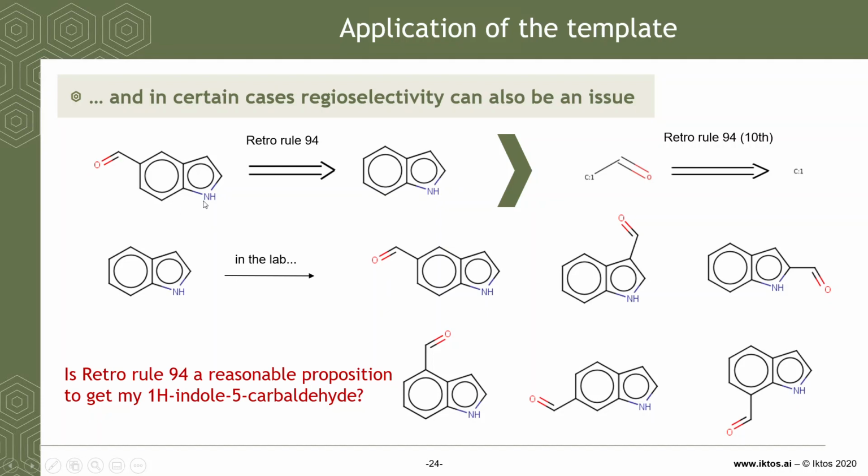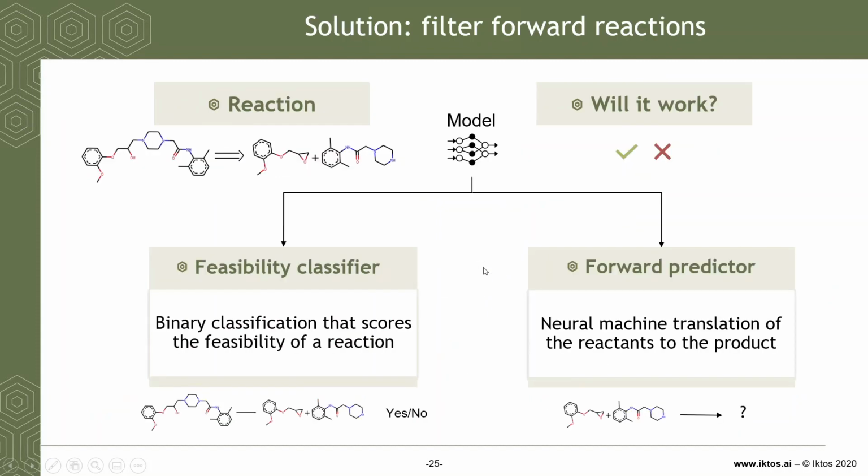For instance, you want to perform the retrosynthesis of this indole carbaldehyde. We can think about having the retro rule 94, as you can see, which appears in the 10th position. So to obtain this aldehyde, you perform kind of a Friedel-Crafts reaction. But actually, if you go to the lab, this reaction can occur in different positions of this indole. So you have to be able to tell your algorithm that retro rule 94 is not a good idea, and you will have an issue of regioselectivity. So for that, you have to find a way to get rid of this reaction. Maybe Hamza, you want to explain which type of technology we can apply to get rid of those types of reactions?